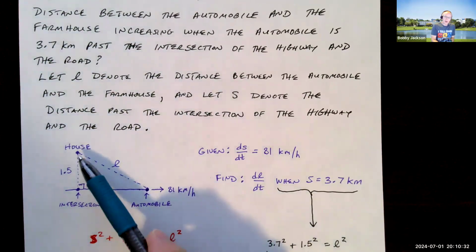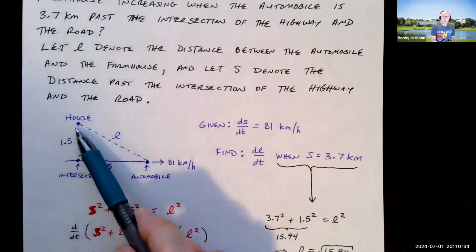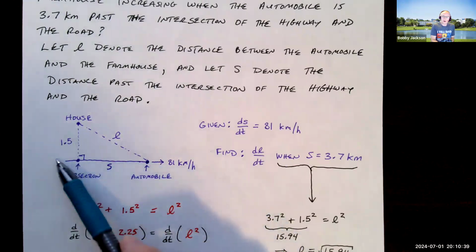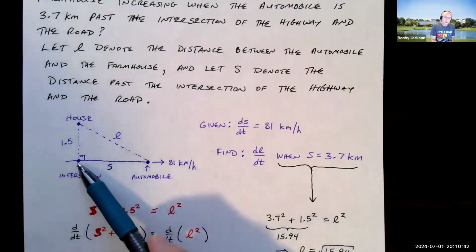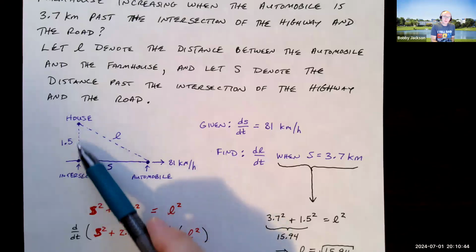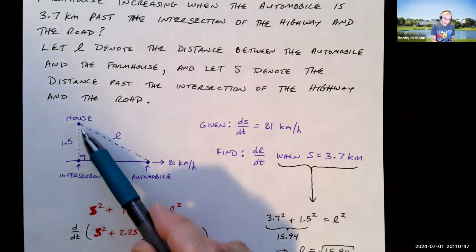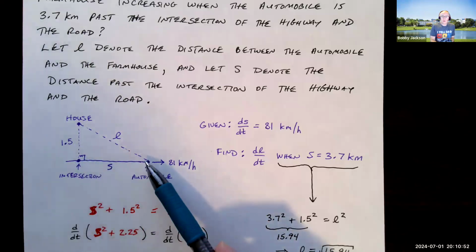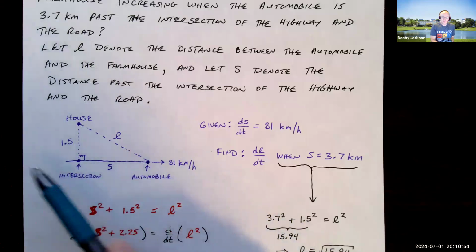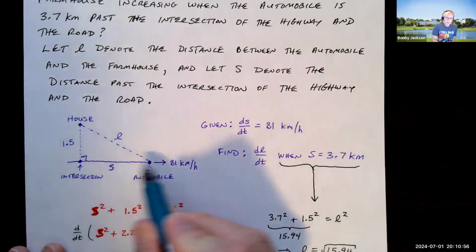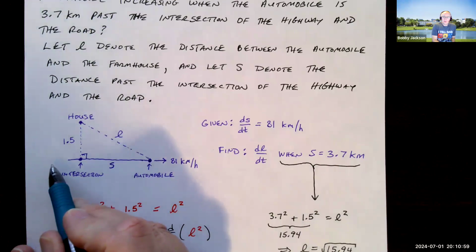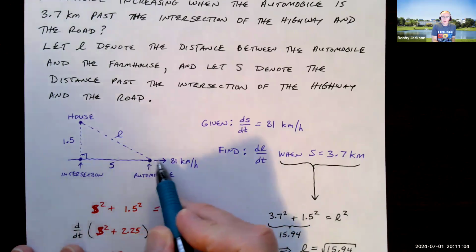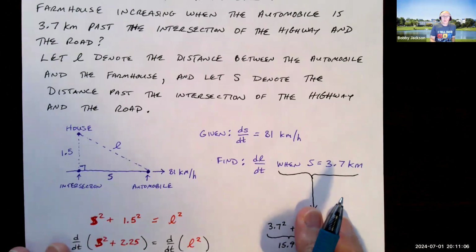So basically we have a house and it was 1.5 kilometers perpendicular distance to a highway. So here's my highway. This line right here is the highway. And so there's the intersection. If you come down, maybe there's a road perpendicular to the highway from the house that intersects the highway at this point. And the automobile was on this highway. The highway runs left to right on the paper here, and the automobile has passed the house, so it's somewhere over here now, and it's continuing to go to the right at 81 kilometers per hour.